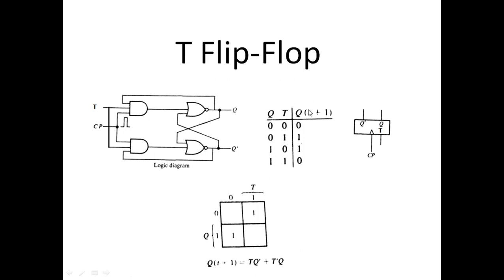So in the T flip-flop, we have one input, and this one input toggles the current state of the flip-flop. If the current state is set, it will reset by providing 1. If the current state is reset and we provide 1 at the T input, it will set it. And by providing 0, it will just keep the current state. And by providing 1, it will toggle the current state.